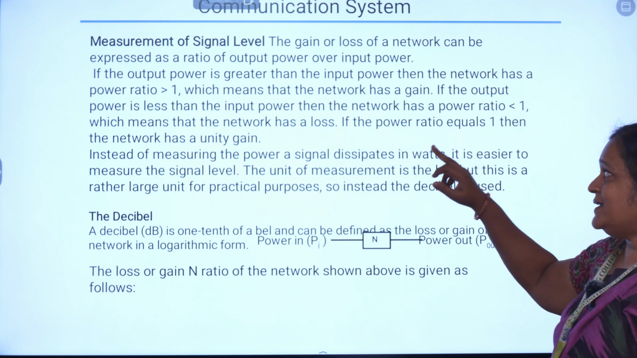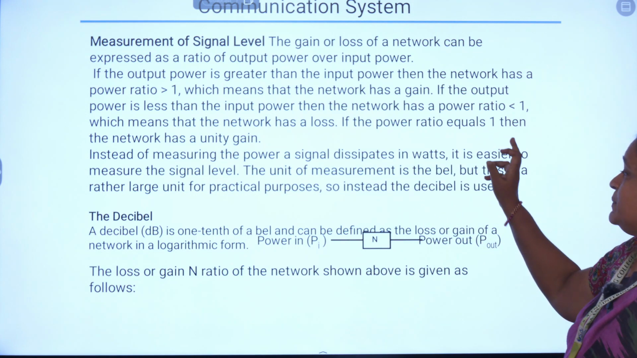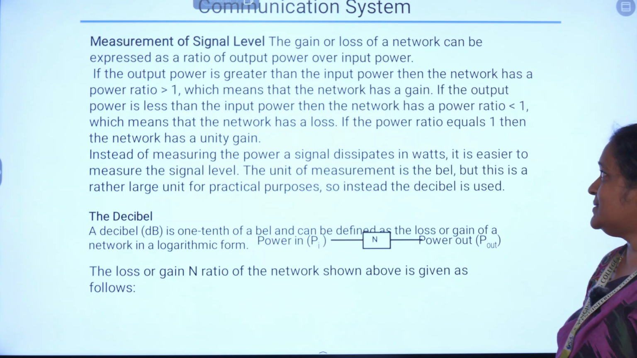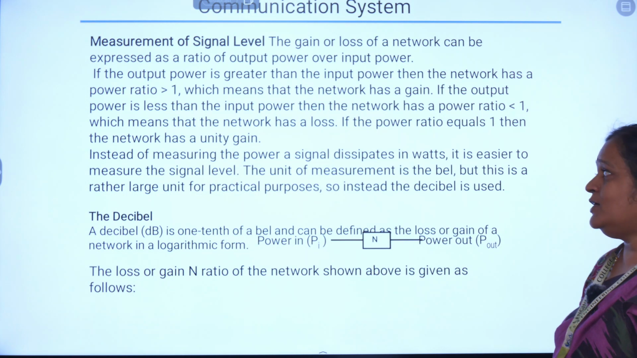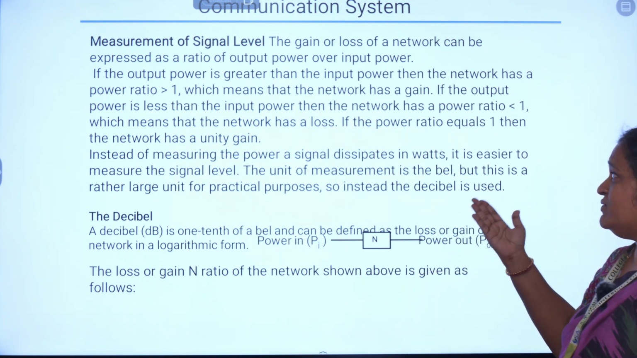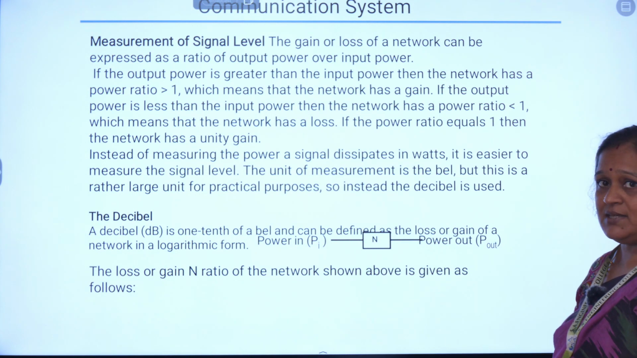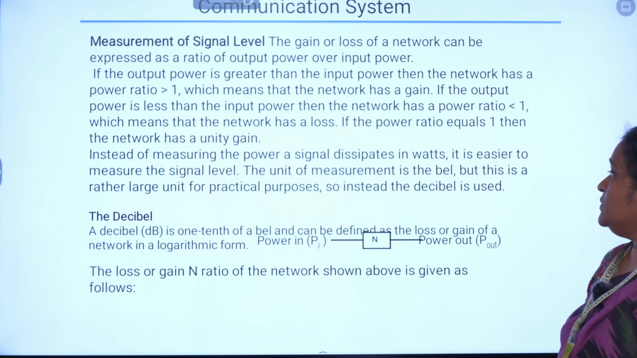If the output power is less than the input power, that is, the power ratio is less than 1, it means the network has a loss. If the power ratio is equal to 1, that is unity gain. Instead of measuring the power a signal dissipates in watts, it is easier to measure the signal level.